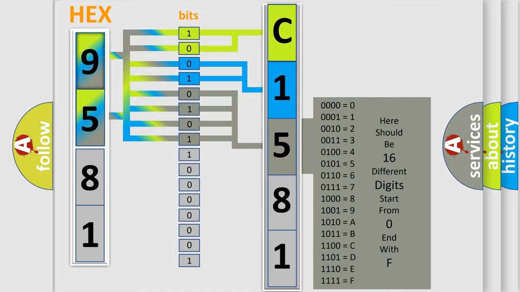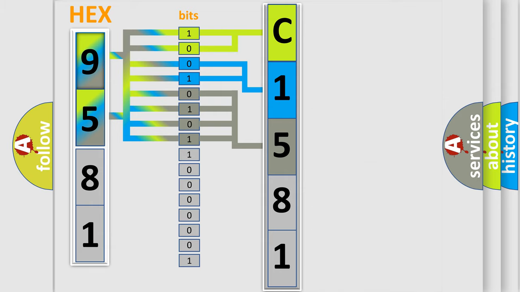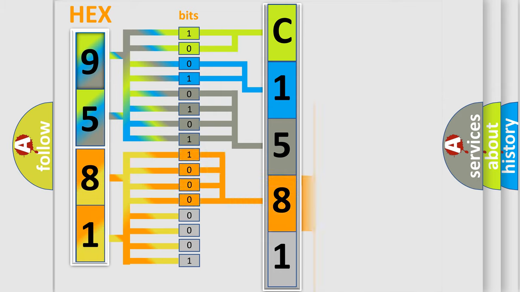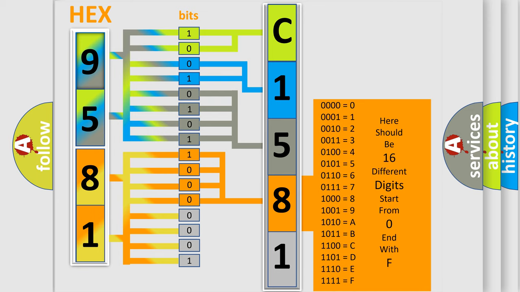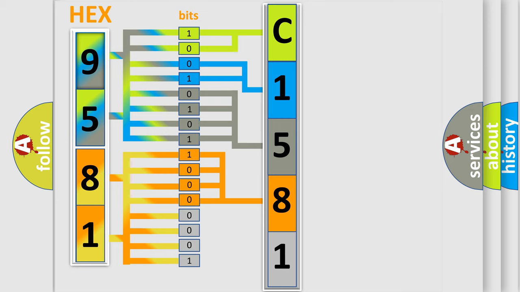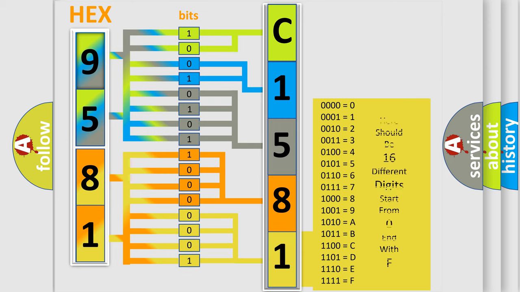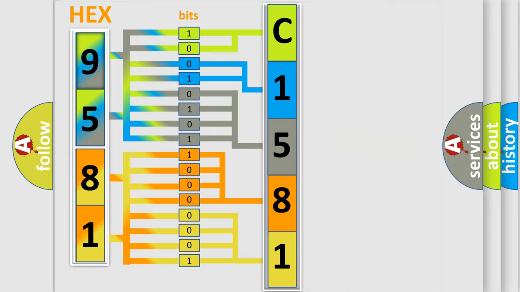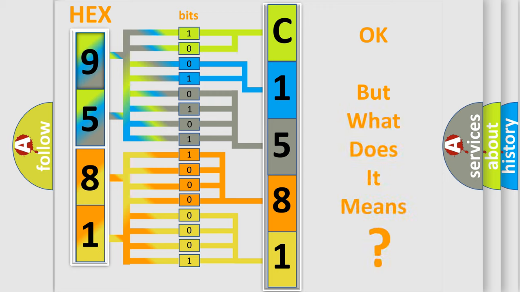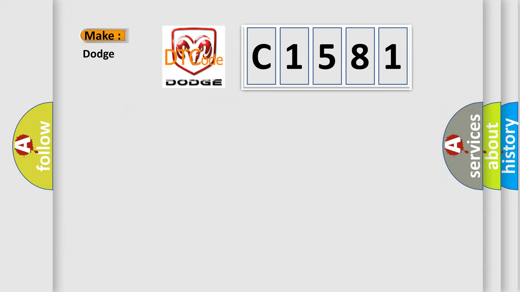The second byte is composed of a combination of 8 bits. The first 4 bits determine the fourth character of the code, and the combination of the last 4 bits defines the fifth character. A single byte conceals 256 possible combinations. We now know in what way the diagnostic tool translates the received information into a more comprehensible format. The number itself does not make sense to us if we cannot assign information to what it actually expresses. So, what does the Diagnostic Trouble Code C1581 interpret specifically for Dodge car manufacturers?